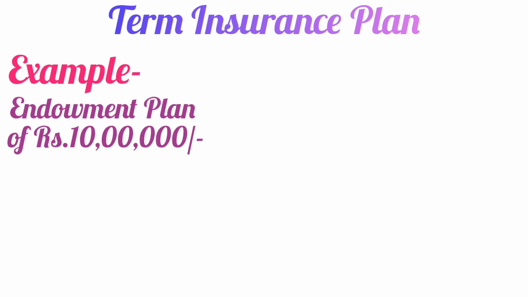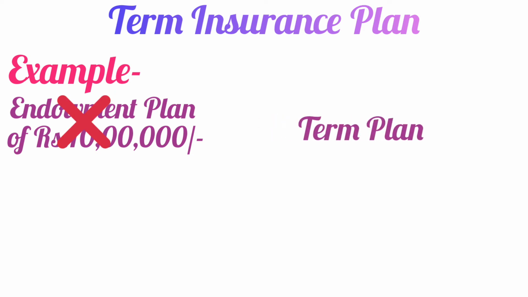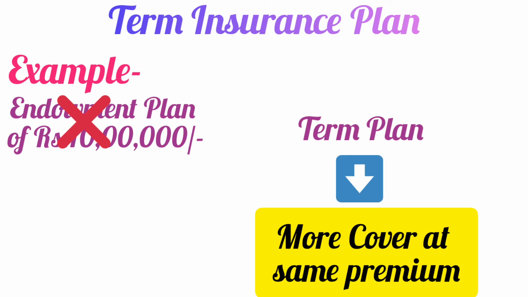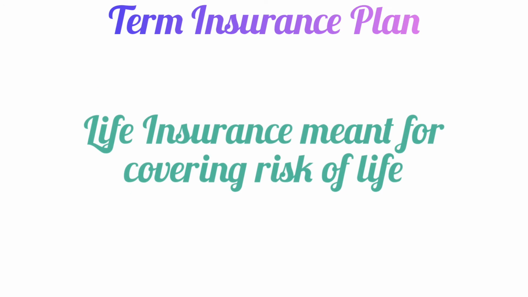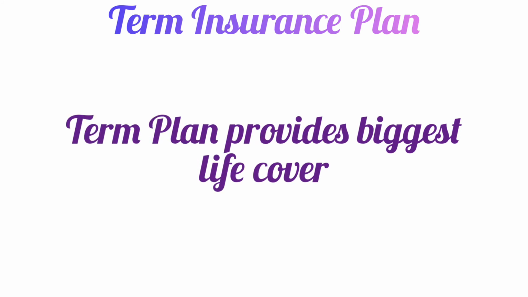For example, if you are planning to buy an endowment plan of rupees 10 lakhs, instead of buying endowment plan, if you plan to buy a term plan, then you may get a term plan of 1 crore or 1.5 crore or even more. Life insurance policy is basically meant for covering the risk of life, and the biggest cover you will get under term plan.